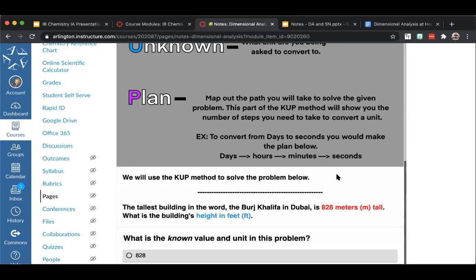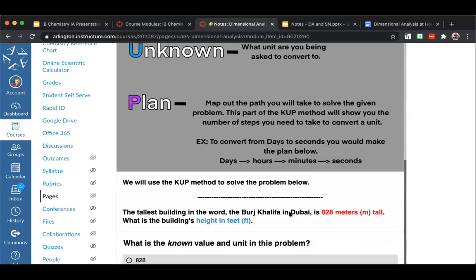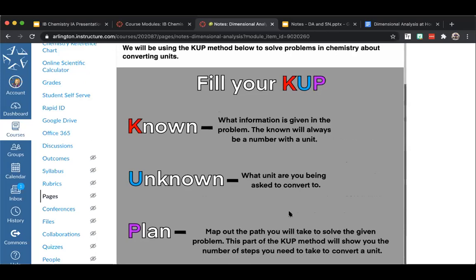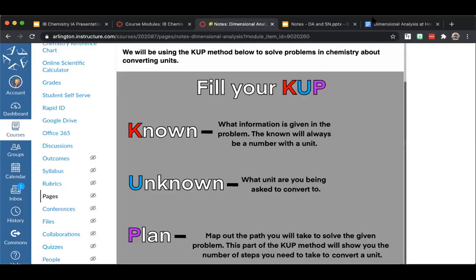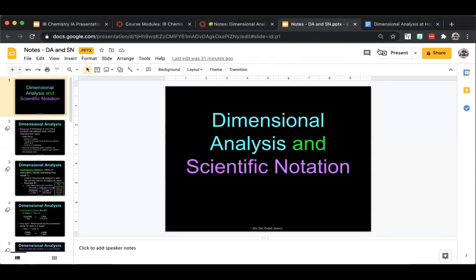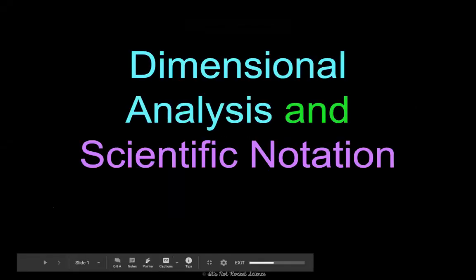Okay. So there's an example problem on here, but now that we've gone over the CUP method, I'm going to switch over to a presentation that I have to go through that's not in your notes. All right. Can you guys see? Oh, it's loading. All right, can y'all see the full screen?